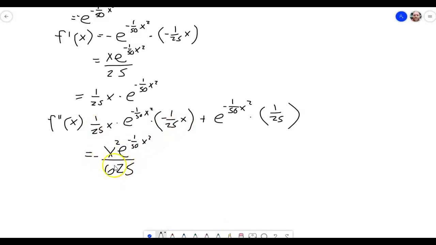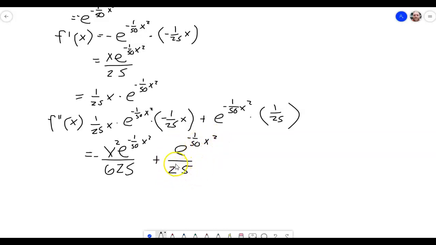So combining all this, I get negative x squared from the x and the x, e to the negative 1/50th x squared there, all over 25 times 25, which is 625. And then we're going to have this one right here, and that's going to be plus, and that'll be a little bit easier, e to the negative 1 over 50x squared all over 25, like this.